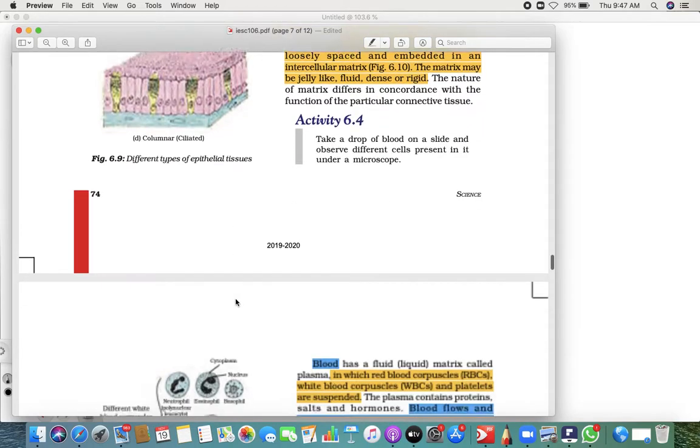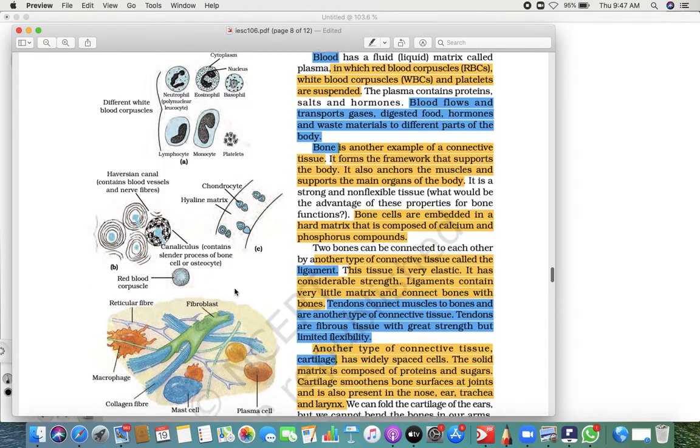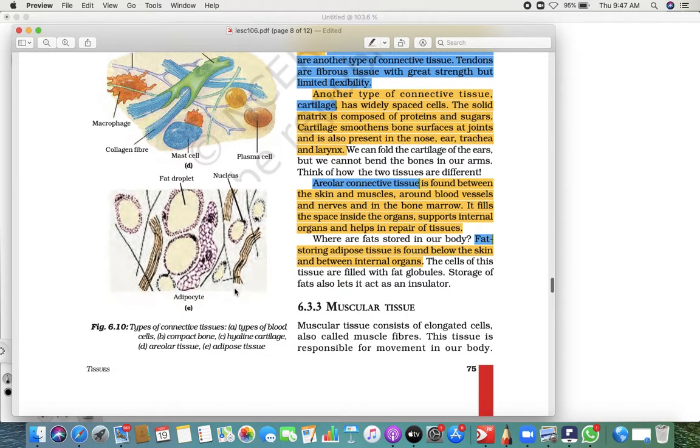Blood, bone, ligament, tendon, cartilage, areolar and fat. Those are all types of connective tissue. So tomorrow we are going to see one more type of tissue called muscular tissue.